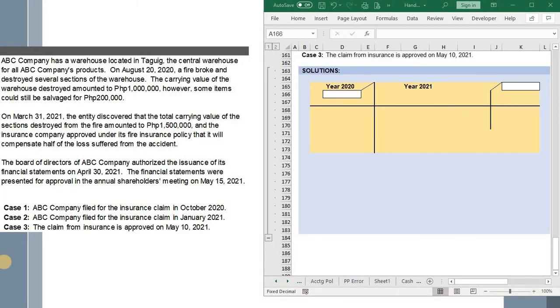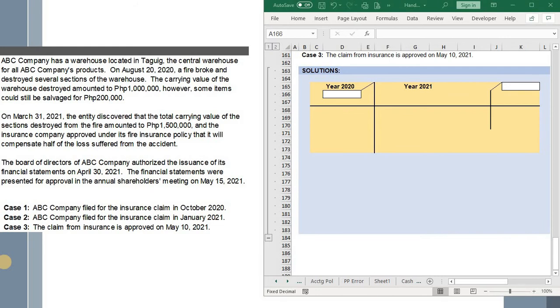So for the last problem, ABC Company has a warehouse located in Taguig, the central warehouse for all ABC Company's products. On August 20, 2020, a fire broke and destroyed several sections of the warehouse. The carrying value of the warehouse destroyed amounted to 1 million pesos. However, some items could still be salvaged for 200,000 pesos.